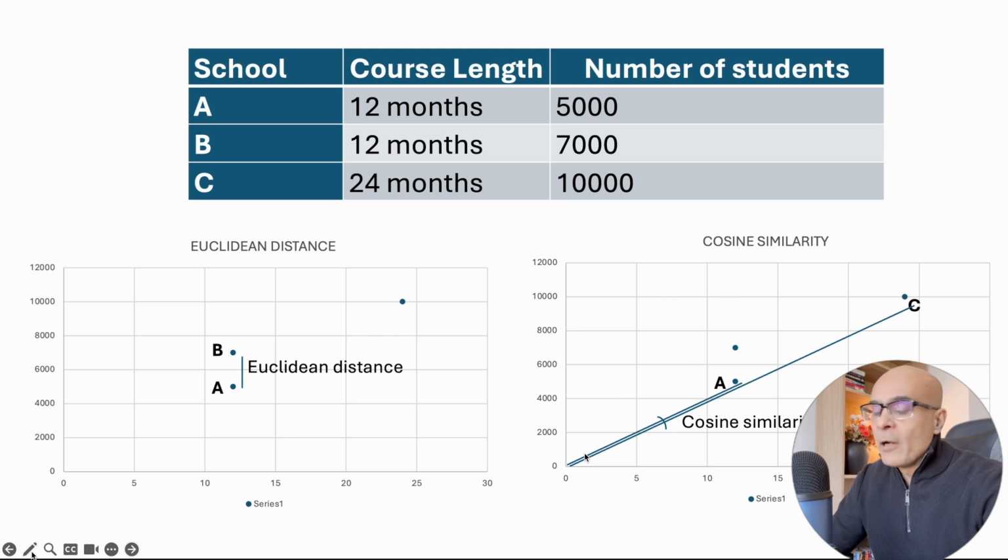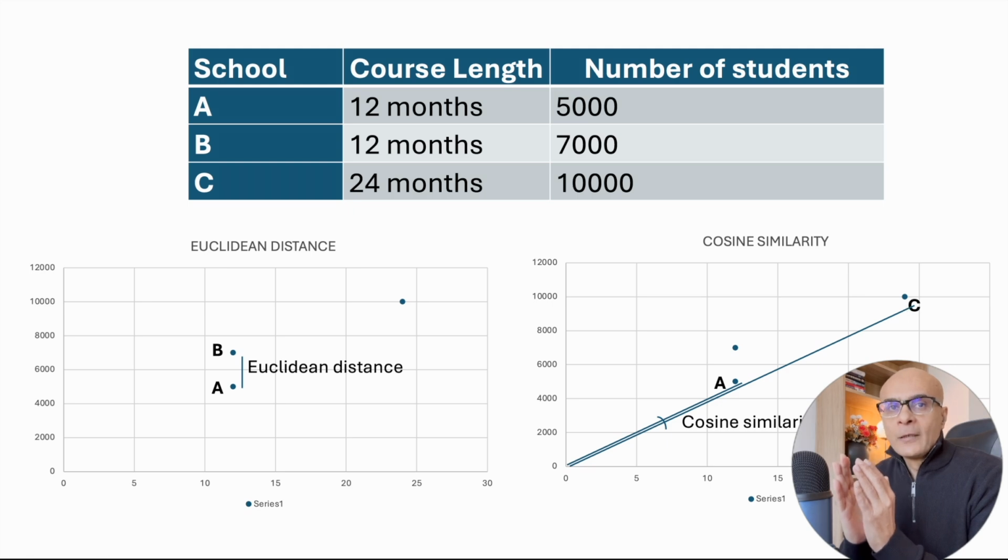So if you had to draw a vector from the point 0, 0 to school A and a vector from the point 0, 0 to school C, the angle between these two vectors will be very small, and for this reason both these schools are very similar using this cosine similarity algorithm. Let us go back to the demo now.